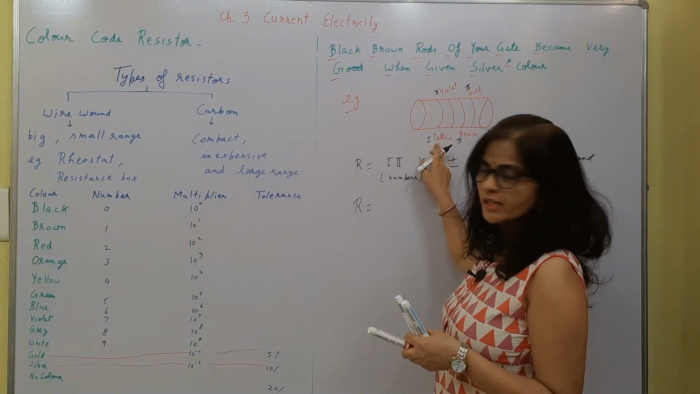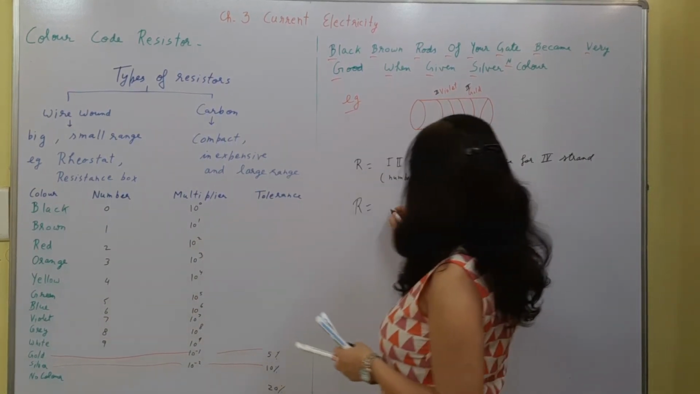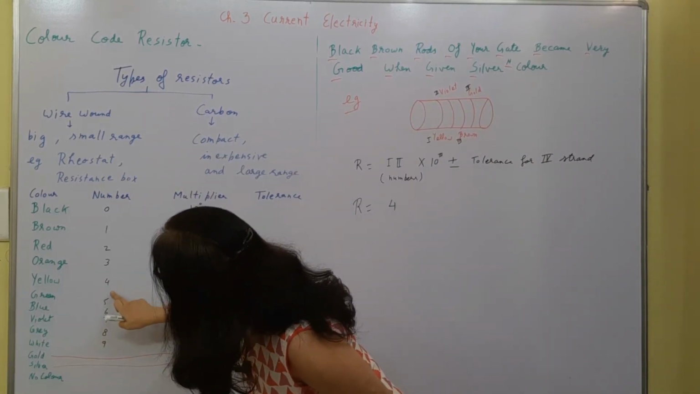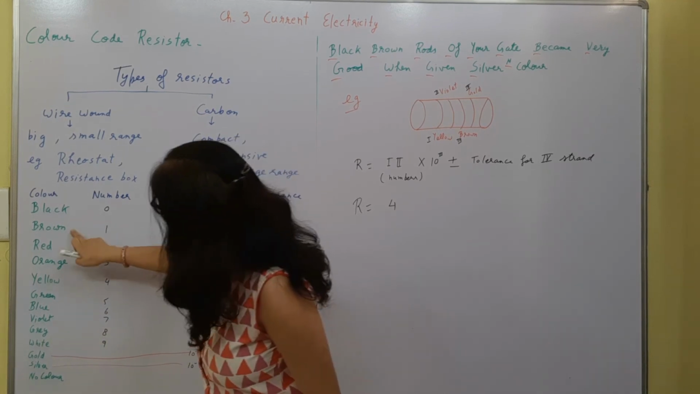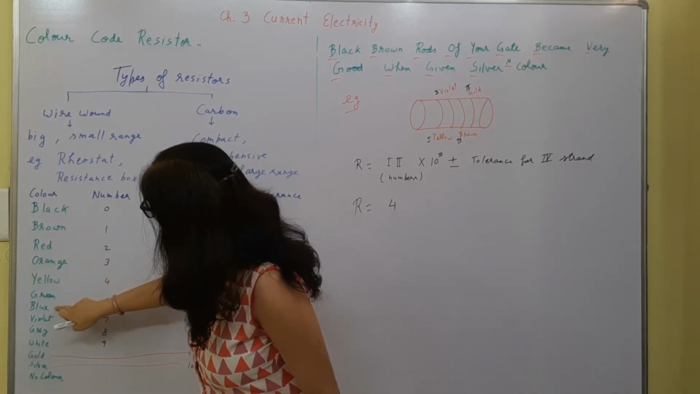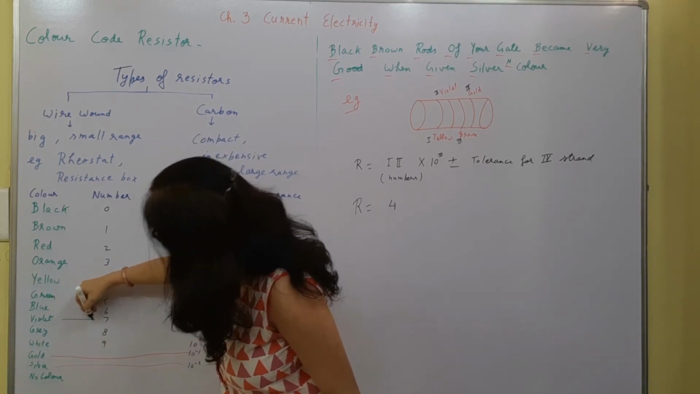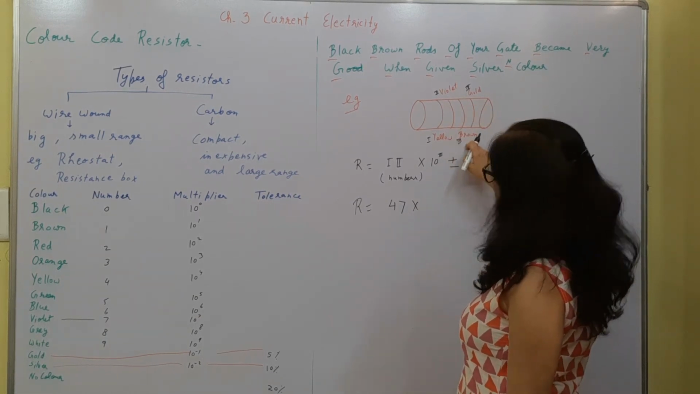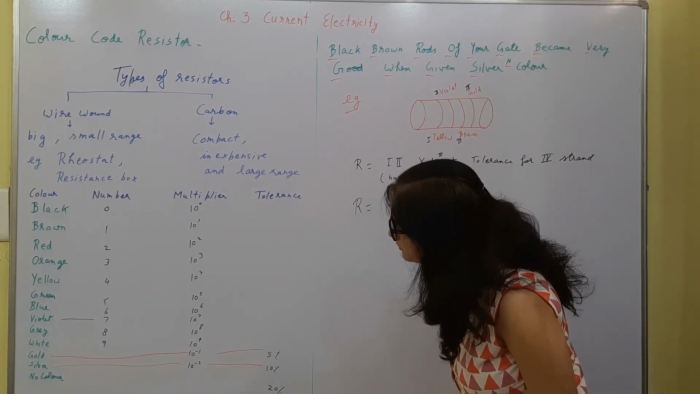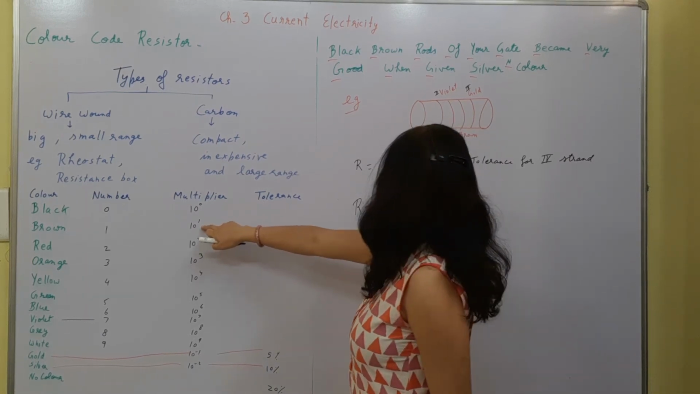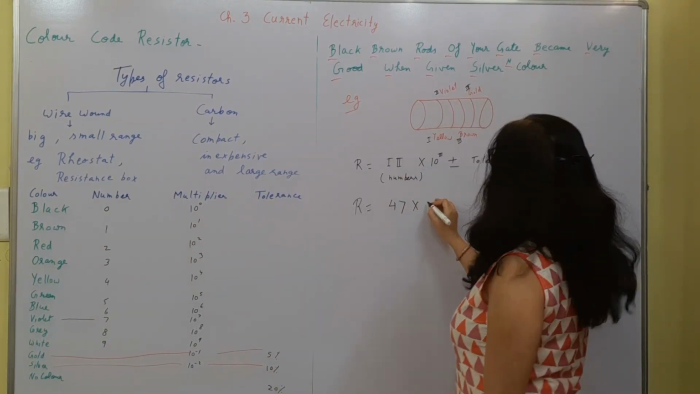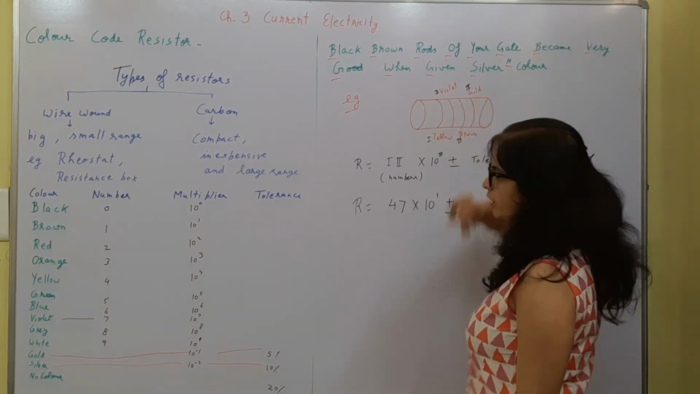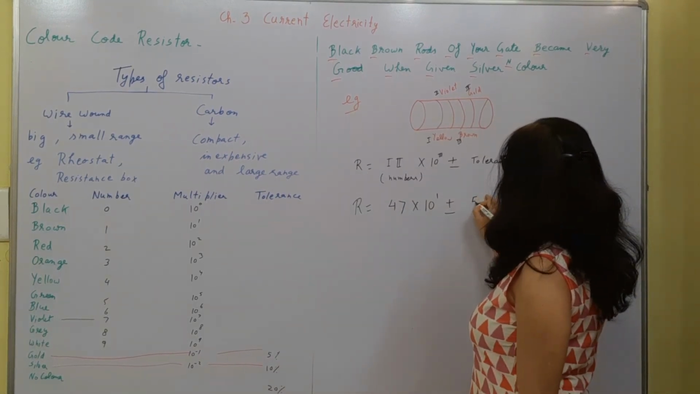First color corresponds to yellow. For yellow we have 4. Second strand is violet, for violet we have 7. So this is 47 into, for the third strand we have brown. Brown, third one is the multiplier, so this is 10 to the power 1. Plus minus, tolerance is for gold. For gold it is 5%.